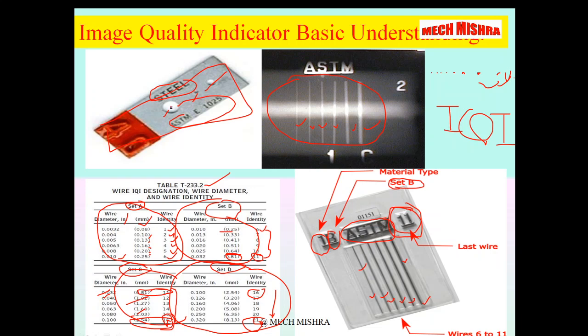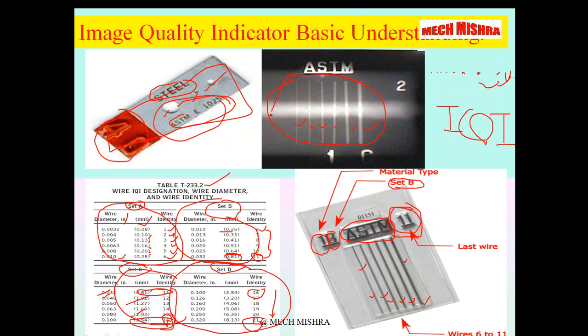And for hole type you can see here 4T, 1T, 2T, and this is the number 40 for that hole type indicator. Material is already punched on that steel, and this is the ASME reference E1025. So that's the basic thing, and how it looks in the radiography film, you can see here.